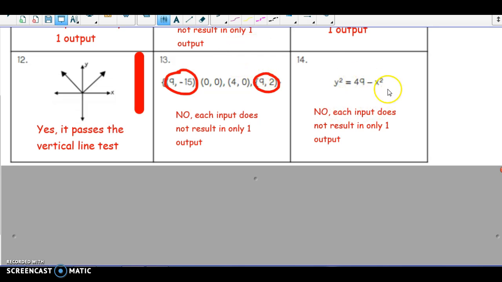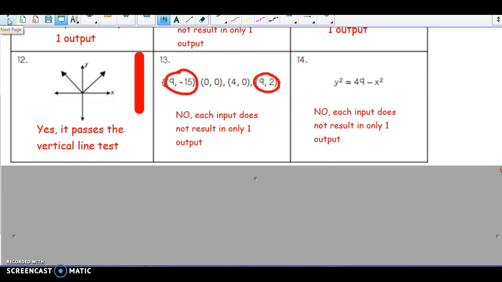The last example, y squared is going to equal 49 minus x squared. This is a lot like the other example where we had x squared plus y squared equaling 25. We can use positive values here, but we can also use negative values, and it would work out, and you would end up with more than one output for your input. So this is not a function. Each input does not result in only one output.